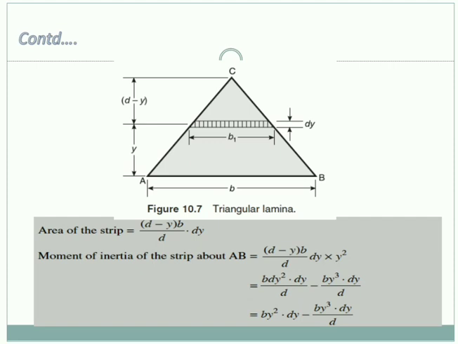So then, expanding the bracket and multiplying, this is basic multiplication, we get b y square into dy, minus b y cube into dy divided by d, as the moment of inertia of the strip about AB, which is the base. Here we are not doing anything, we are just multiplying the terms inside and keeping it.